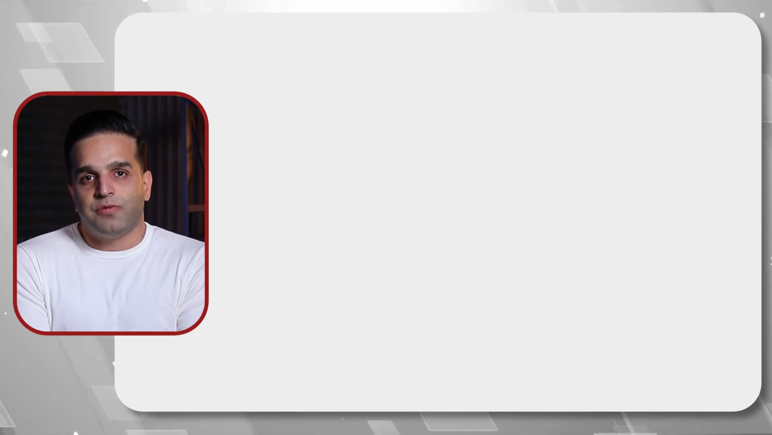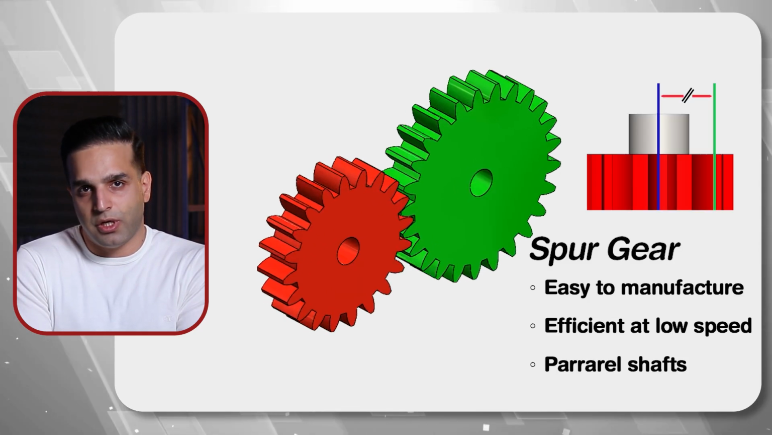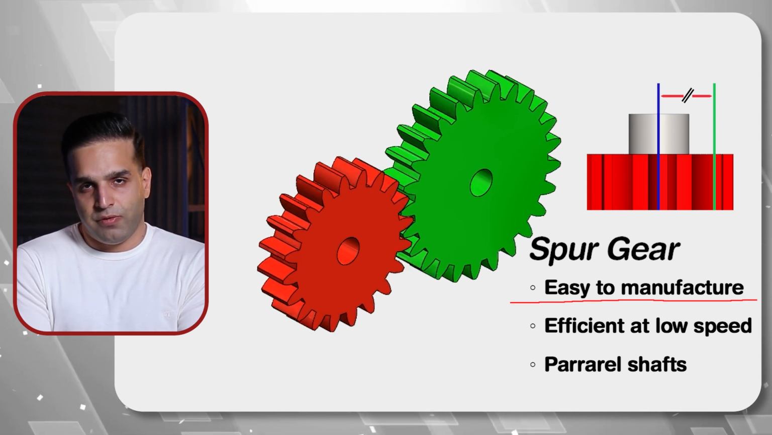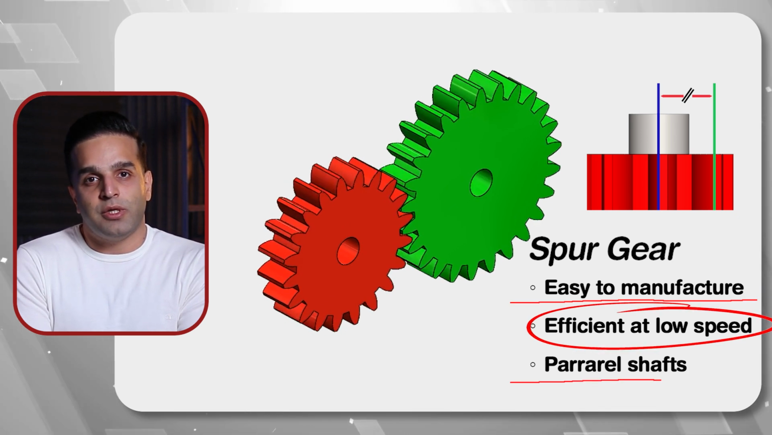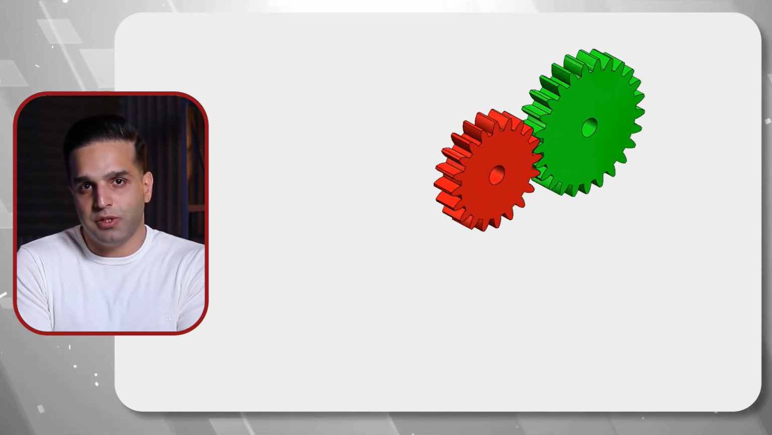We have different types of gears. The simplest and most common type is a spur gear, whose teeth are straight and parallel to the gear axis. They are easy to manufacture and efficient at low speed, and they are used when the shafts are parallel. This is the gear type that we design today.